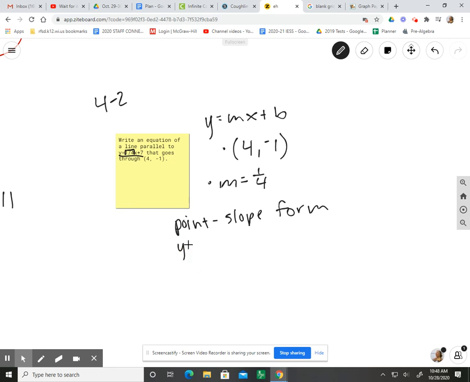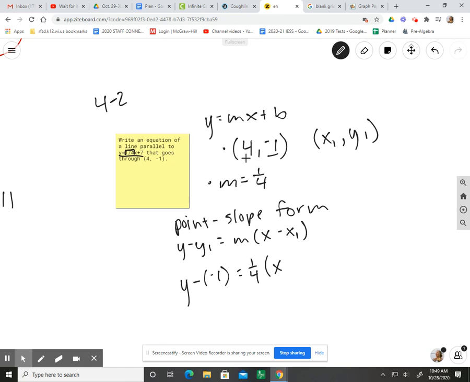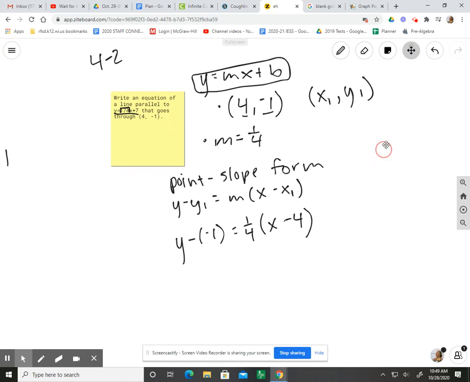That form is y minus y sub 1 equals m times x minus x sub 1. Our x sub 1 and our y sub 1 is the point that we're given. So if we start writing this, our y sub 1 is our y value in our point, which is -1. We said our slope is 1/4. And our x sub 1 is 4. Now we're going to simplify this and solve for y, because to get an equation in slope-intercept form, we have it solved for y.